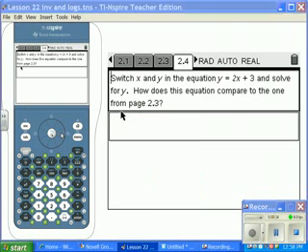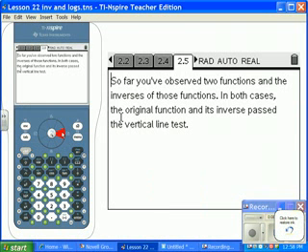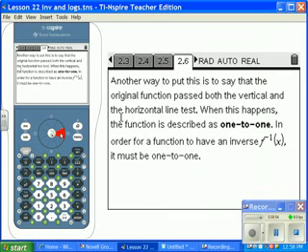All right, let's take a look at the next page. So far we've observed two functions and their inverses. In both cases, the inverse and the original pass a vertical line test, and as you know, the vertical line test tells us that something is a function. So the original is a function, the inverse is a function. Another way to say this is that the original function passed both the vertical and the horizontal line test. When it passes the horizontal line test, we say that it's 1-to-1. What 1-to-1 means is that for every x, there's one y, and vice versa.